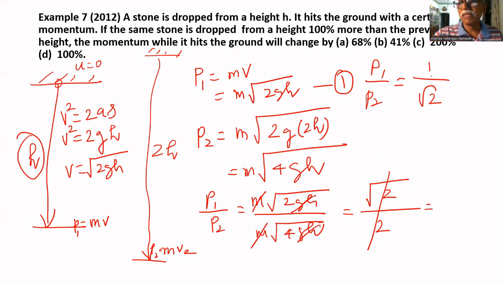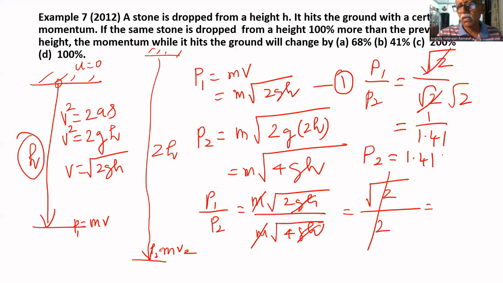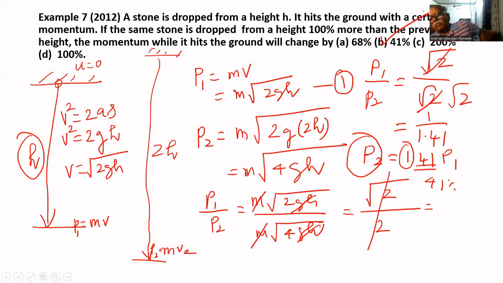2 can be written as root 2 multiplied by root 2. That's why root 2 is getting cancelled. Therefore, 1 by 1.41. P1 by P2 equal to that. Therefore, P2 equal to 1.41 P1. So momentum P2 equal to 1.41 P1. 1 means 100%, 0.41 means 41%. Therefore, P2 is 41% higher than P1.